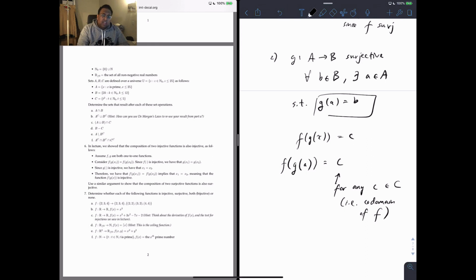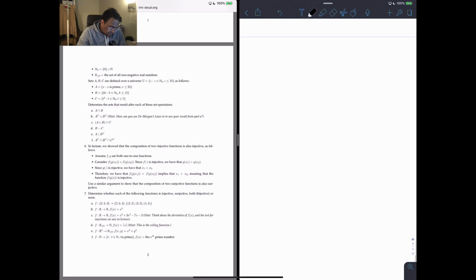Okay, so this is a proof that the composition of these two functions is a surjection. I apologize if that wasn't clear, but please come to office hours if you have any questions with that.